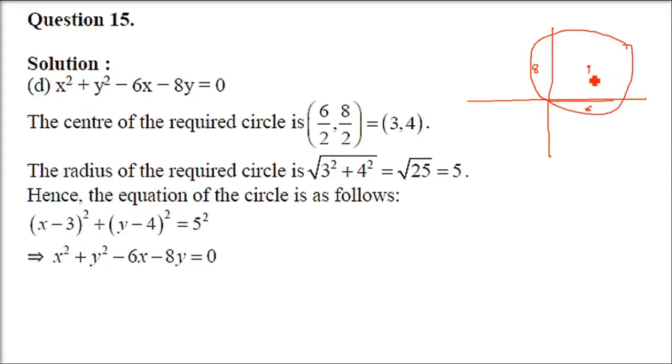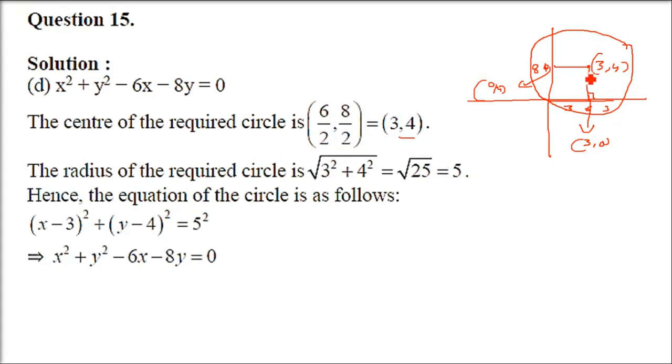The x intercept is 6 and the y intercept is 8, and when we drop a perpendicular, this is 3, this is 3. And the circle is also passing through the origin. So we have 3, 3 as 2 partitions, and so this point will become 3, 0. Similarly, this point will be 0, 4. So the center will be 3, 4. So 3, 4 is the center.